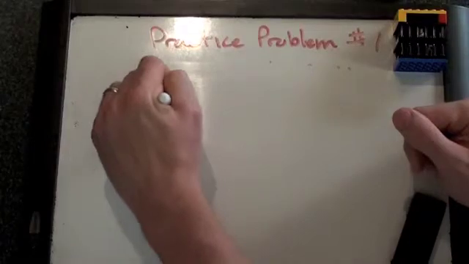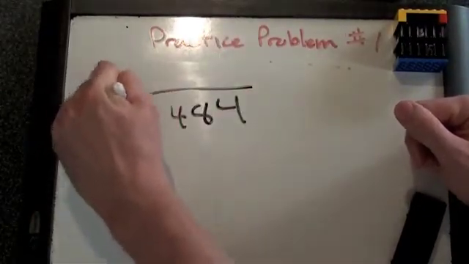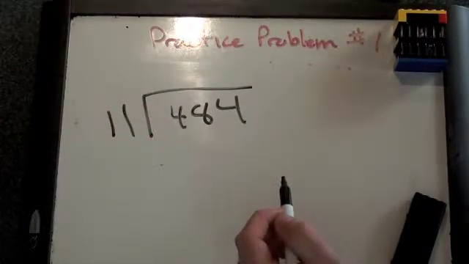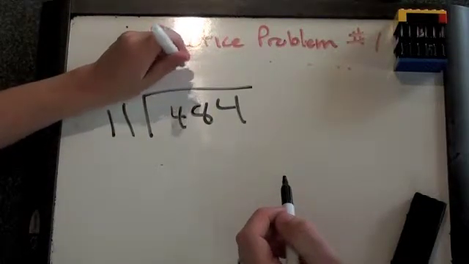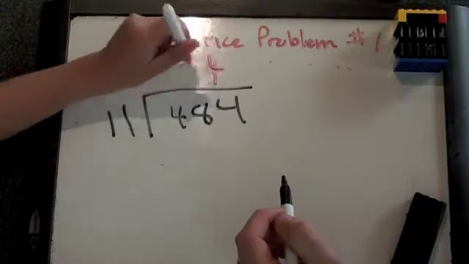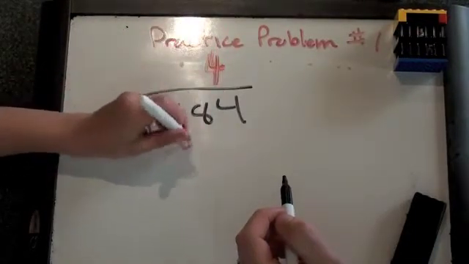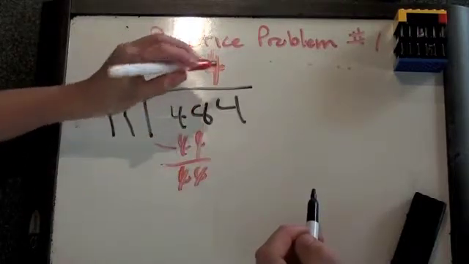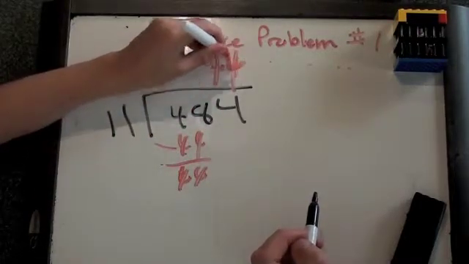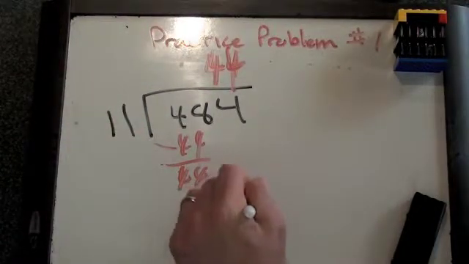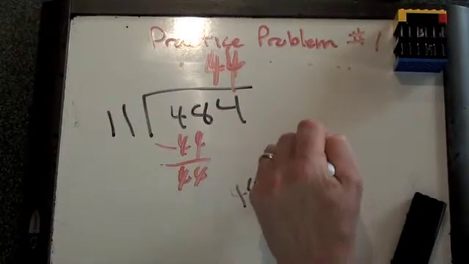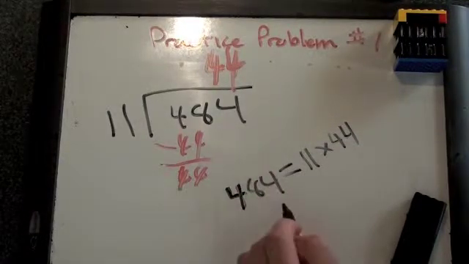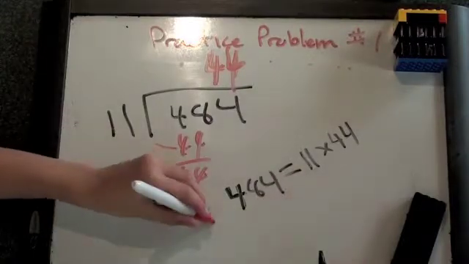So 484 divided by 11. 11 goes into 4 0 times. How about 48? It goes into it 4 times, it's 44. Then you subtract and bring down the 4. 11 goes into 44 4 times, so the answer is 44. So 484 equals 11 times what? 11 times 44. So we found our largest number. It's divisible by 11 and divisible by 2, and it's the largest number less than 500. That was neat.